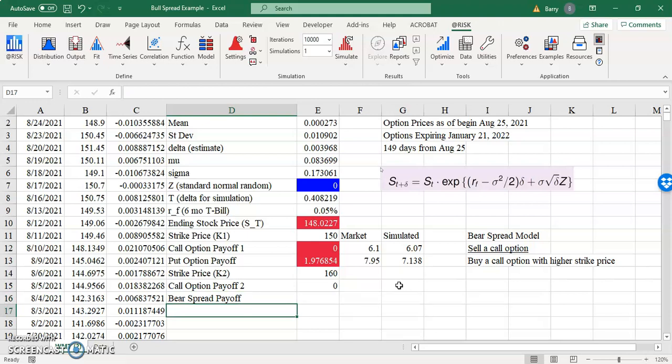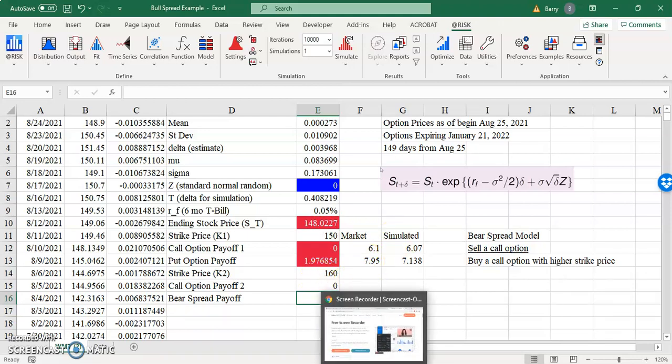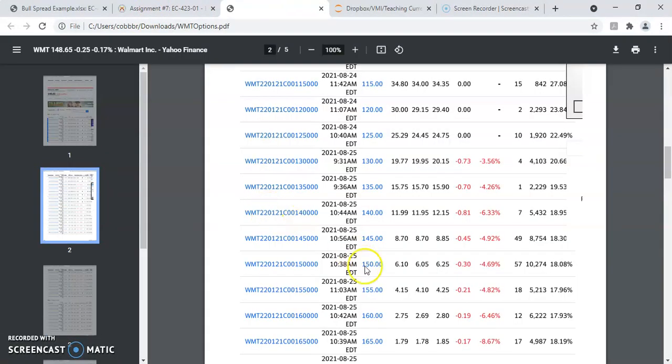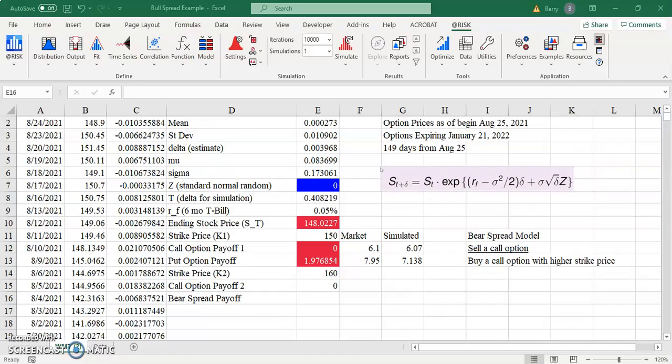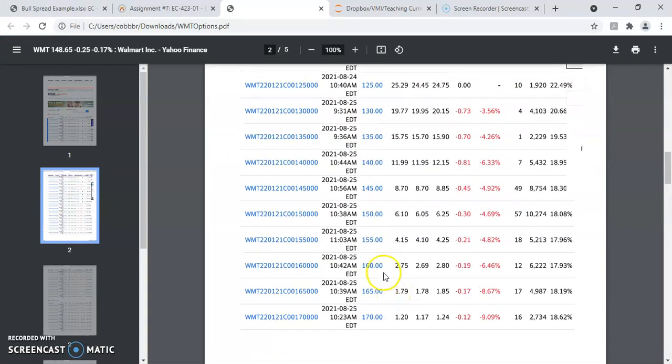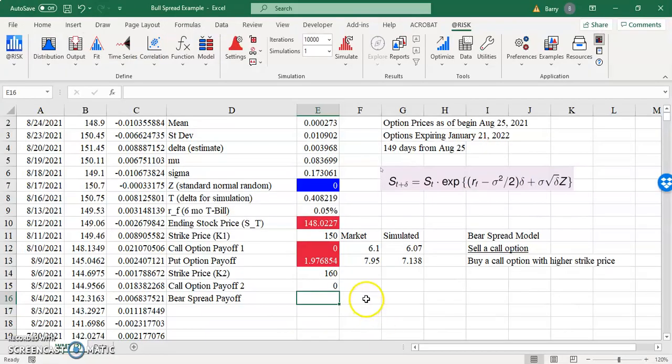In the first part of the bear spread payoff, we are selling this call option with the lower strike price. So the first thing we need to do is go ahead and look up the market price of this option. I've got a sheet with these options here, and the option with the strike price of 150 has a price of 610. The option with the strike price of 160 has a current price of 275.